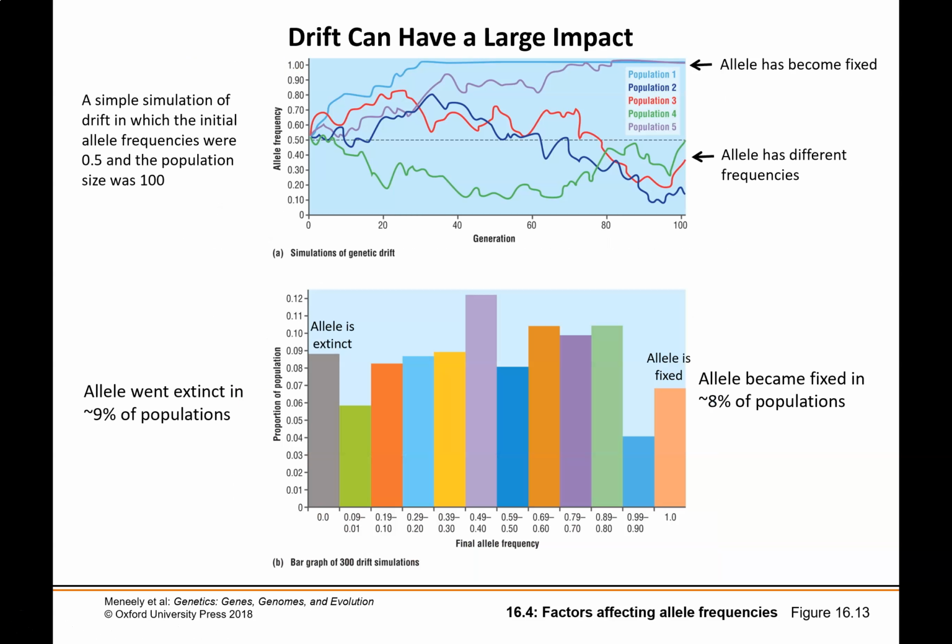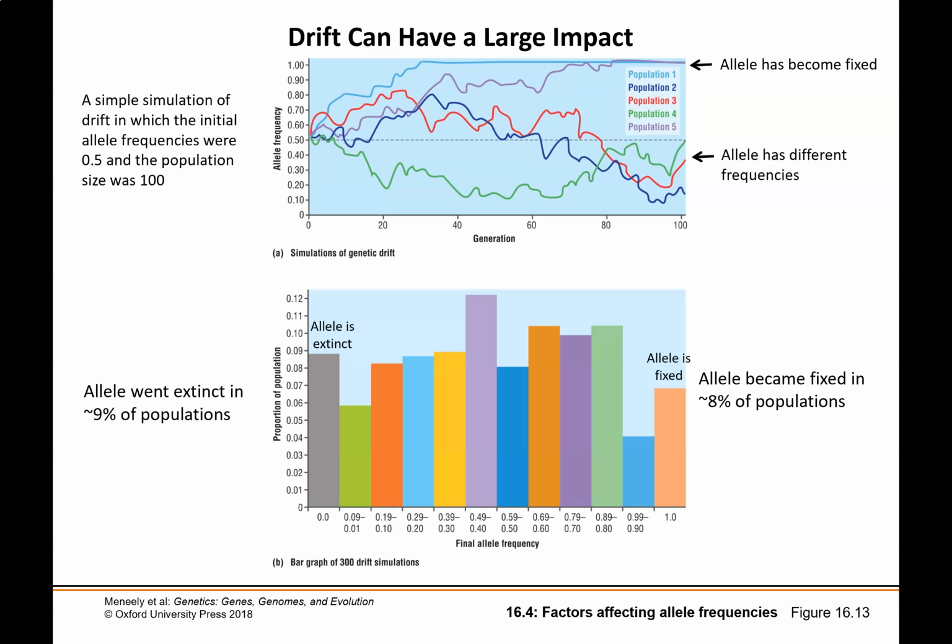So genetic drift's effects are unpredictable. You cannot predict a chance event. You cannot predict a random fluctuation, but those chance events can have a large impact on a population. So this graph at the top shows a computer simulation of genetic drift. So just random changes in the allele frequencies.